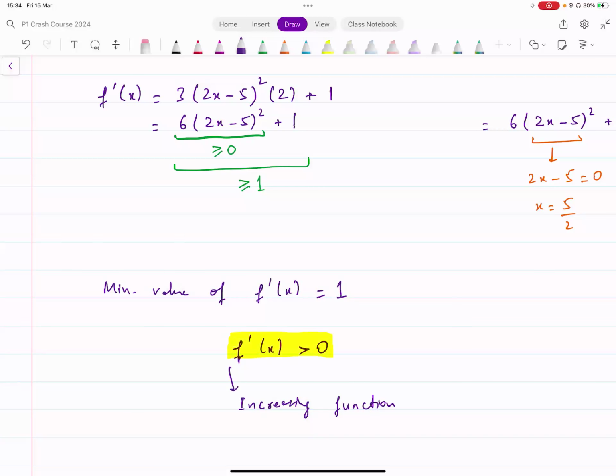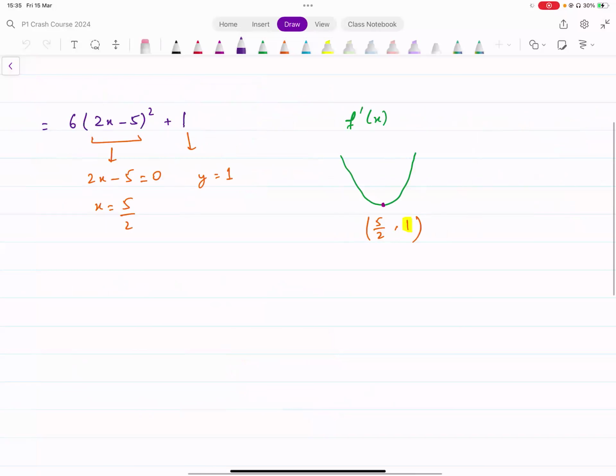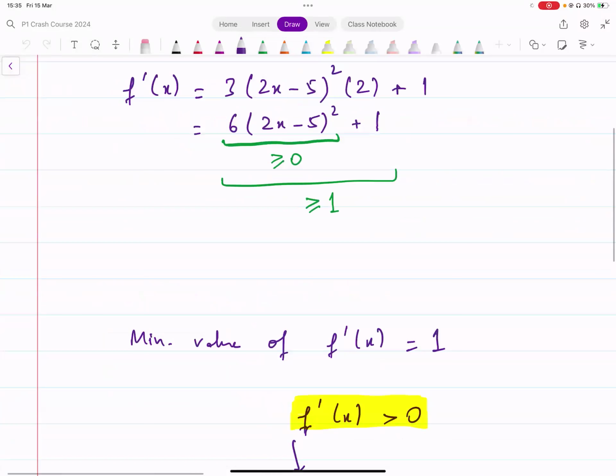Is that okay? Make sense to everyone? Sir, how do we write that second answer as an answer in the question? This one? No, the second method you just showed. How do we write that as an answer?